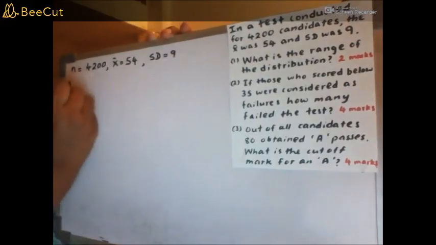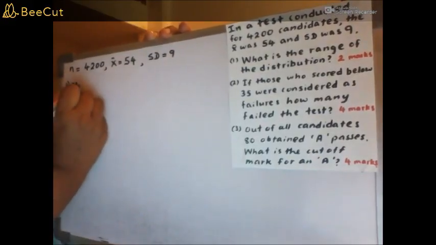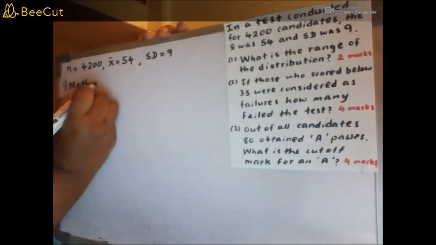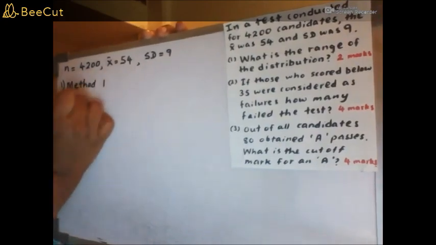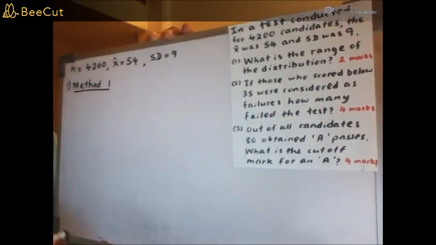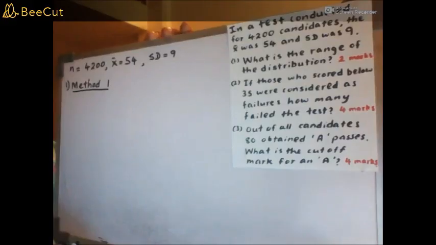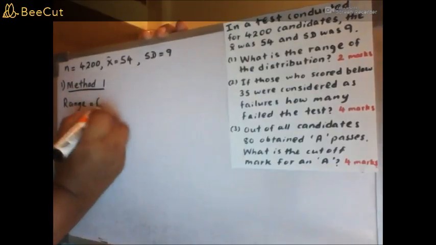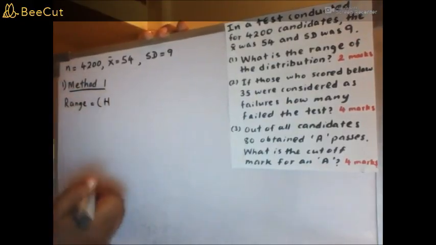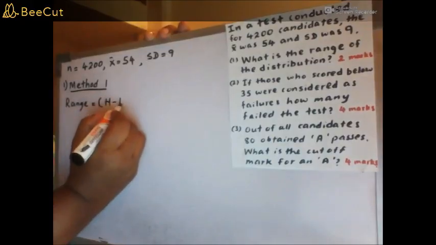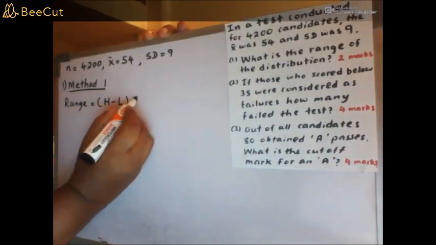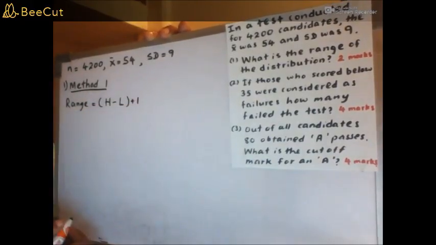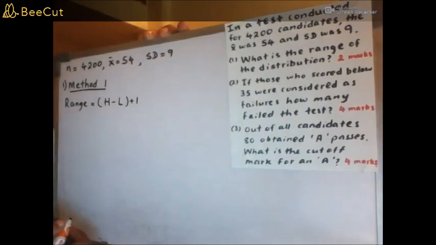Method 1. I told you there are several methods, and I'll discuss them now. What's the question? What is the range of the distribution? Range equals highest mark minus lowest mark plus 1. Now what is the highest mark?